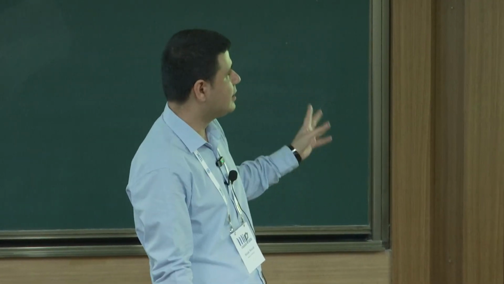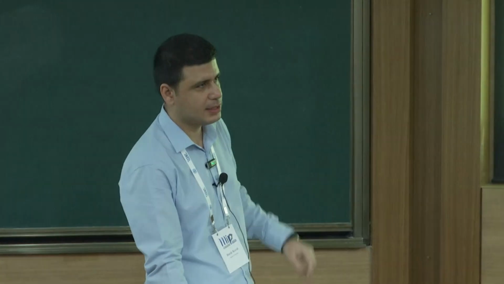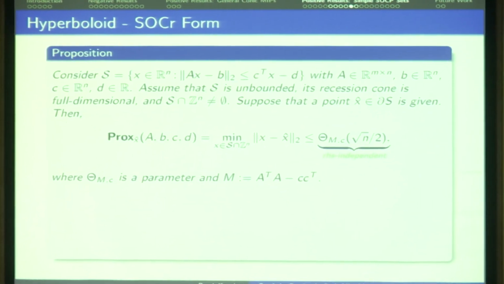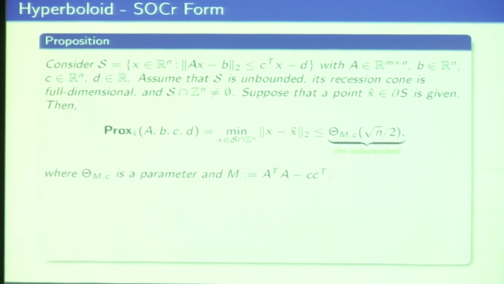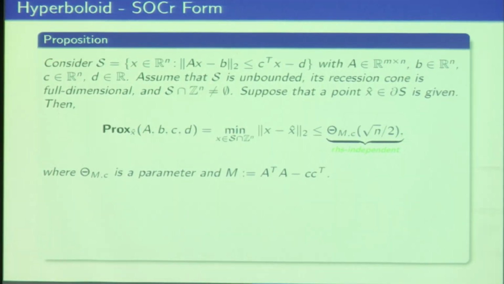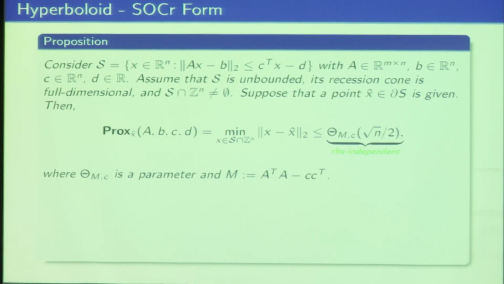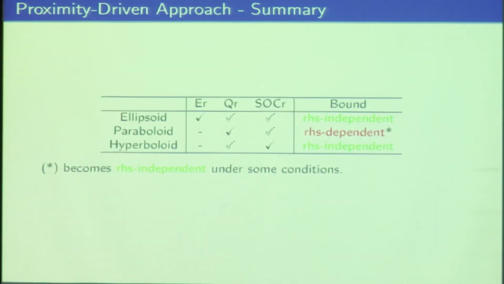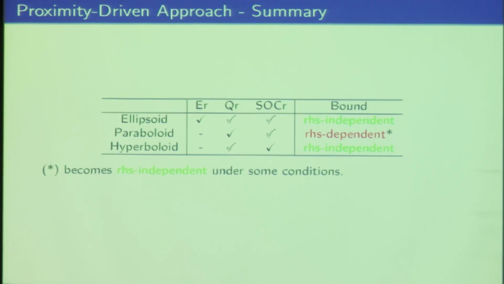This just shows that you can also bound the integrality gap using a similar technique. For hyperboloid, the result is nice because you can show that the recession cone is actually full dimensional. Therefore, we can use the result from general conic MIPs and apply it here. That's why you can get a right-hand side independent bound for free. All right, so this is the proximity-driven approach, and this is the summary.